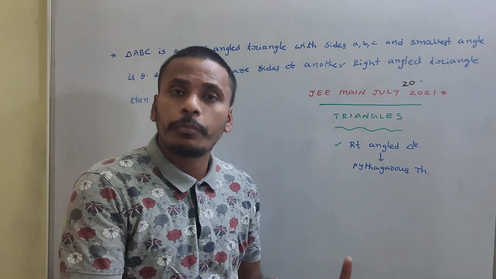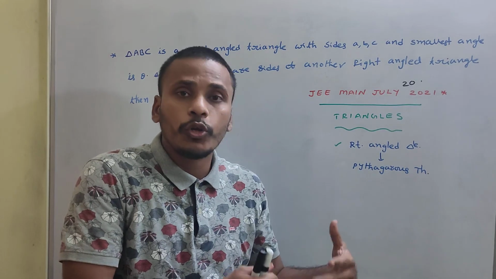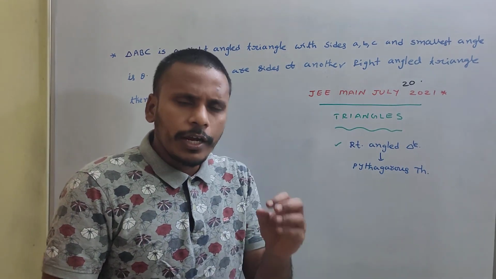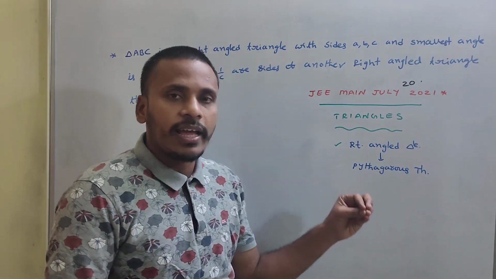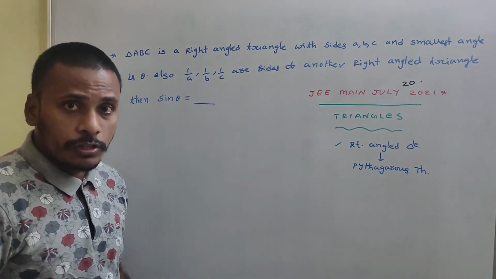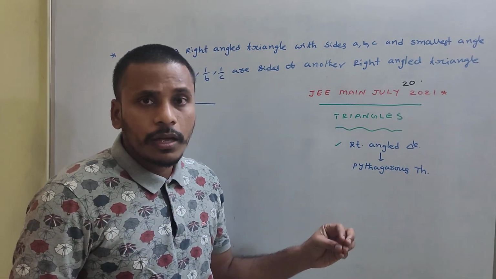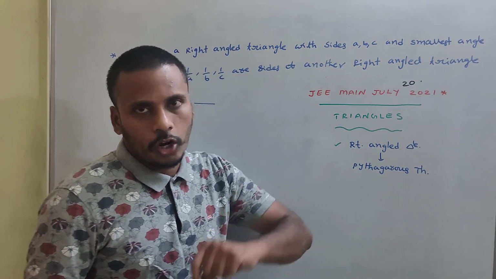No need to go with the properties of triangles. No need to use many properties of trigonometry. It is a very basic idea of a right angle triangle. First of all, you just read out the question. It is a very basic question from the triangles, very simple, and it's a bit logical also.